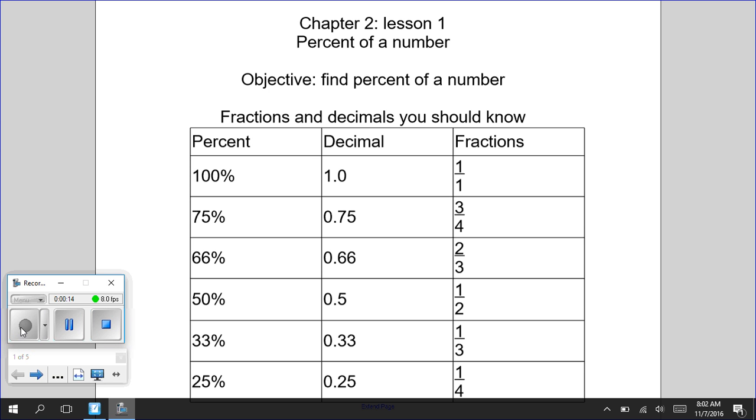I have a list of fractions and decimals that you should know, so please copy down this chart and memorize what each of these percents turn into as far as decimals and fractions. I will actually be giving a quiz that you cannot use your calculator on with these percents. You've got to put them in the chart just like I have here.